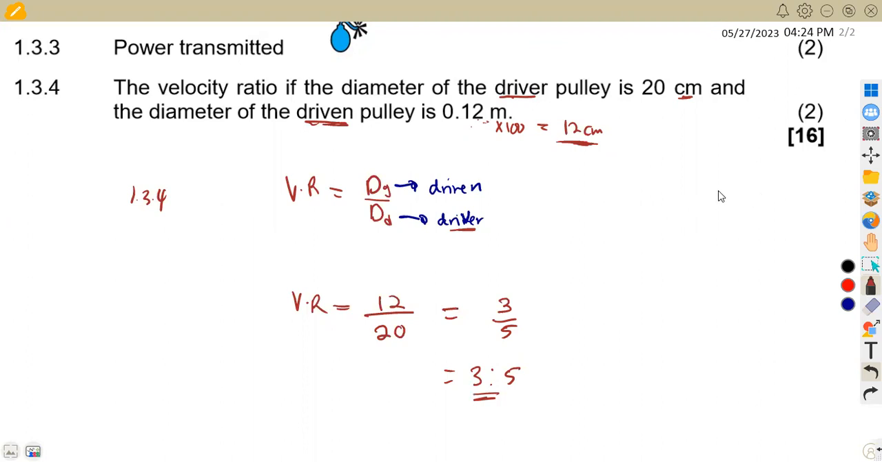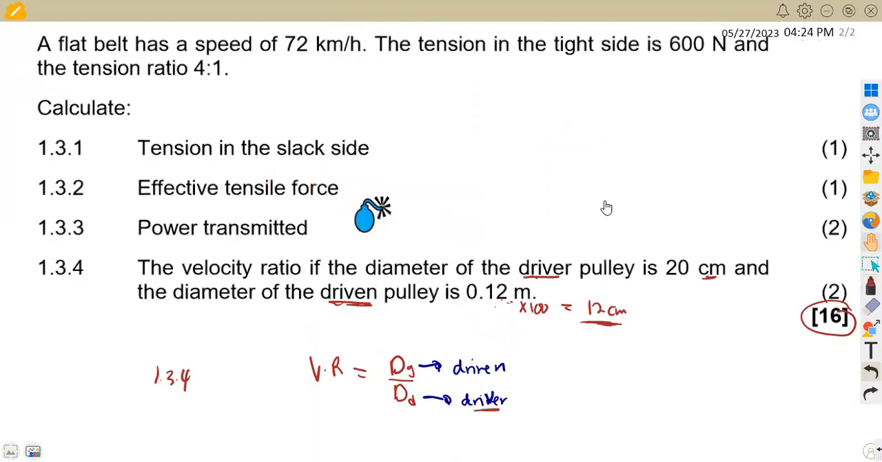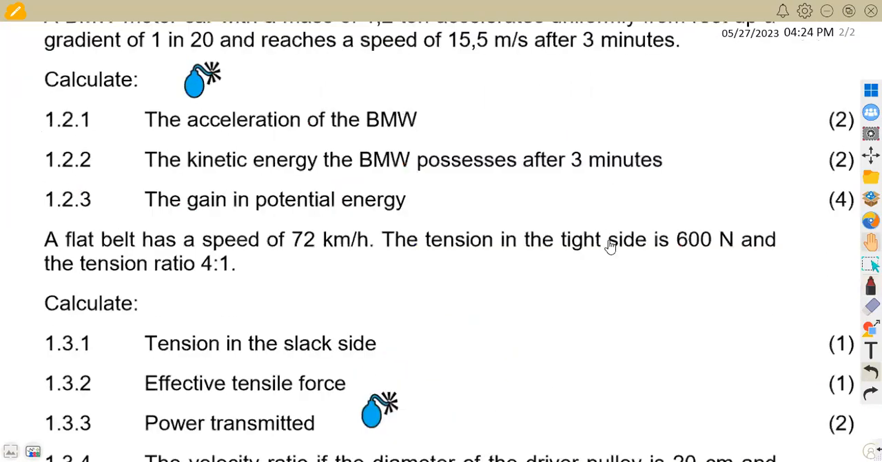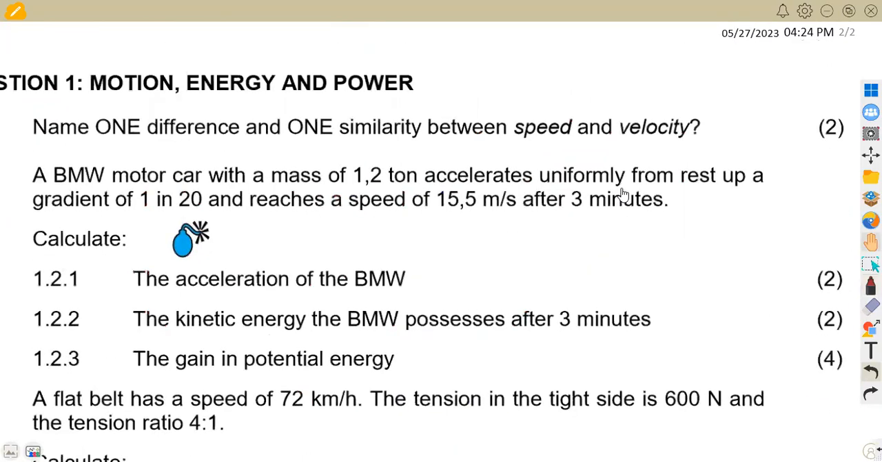Okay, so this is what we had from this question, having a total of 16 marks. So these are the typical questions that you might be given as long as you are working with motion, energy, and power.